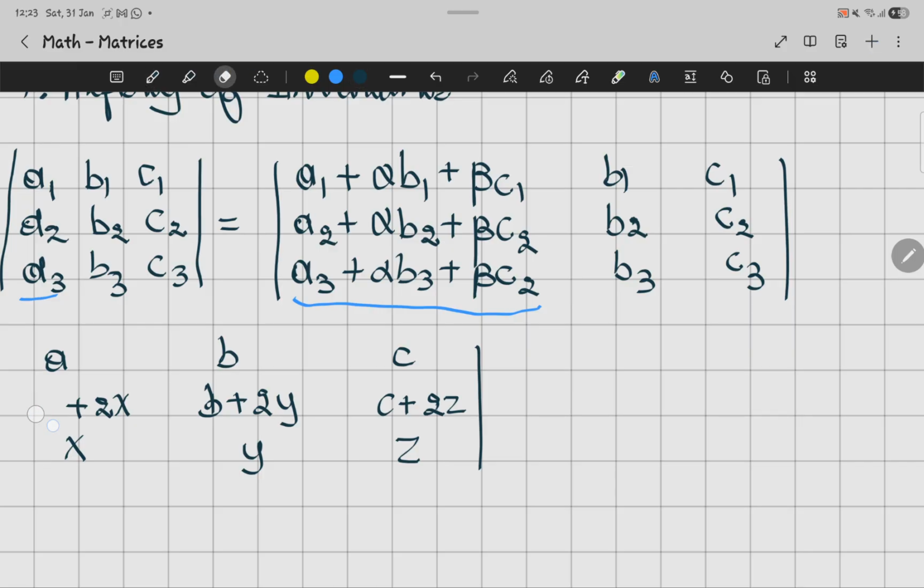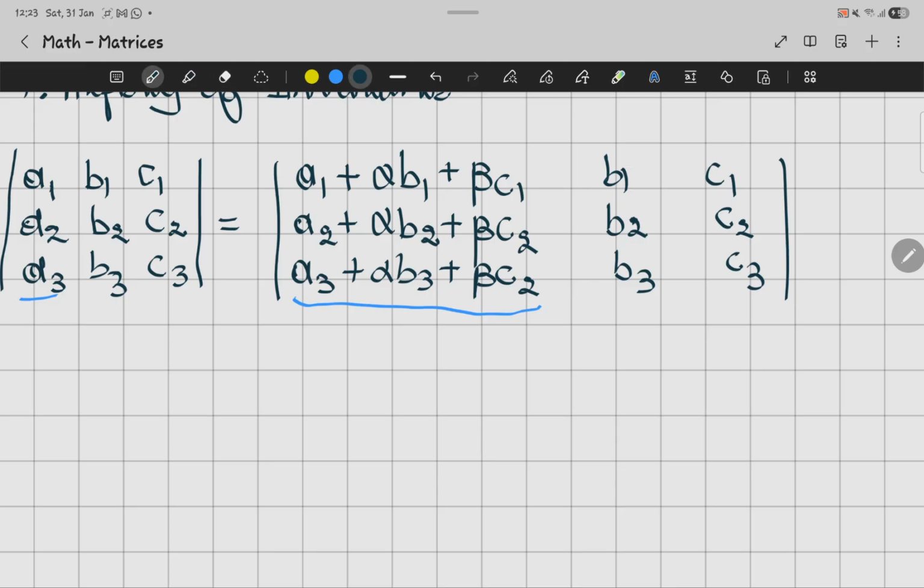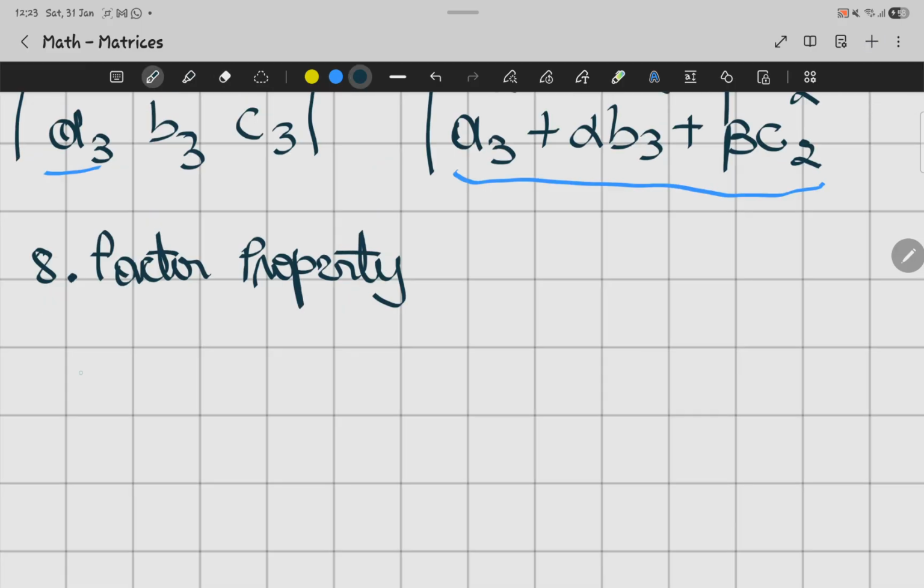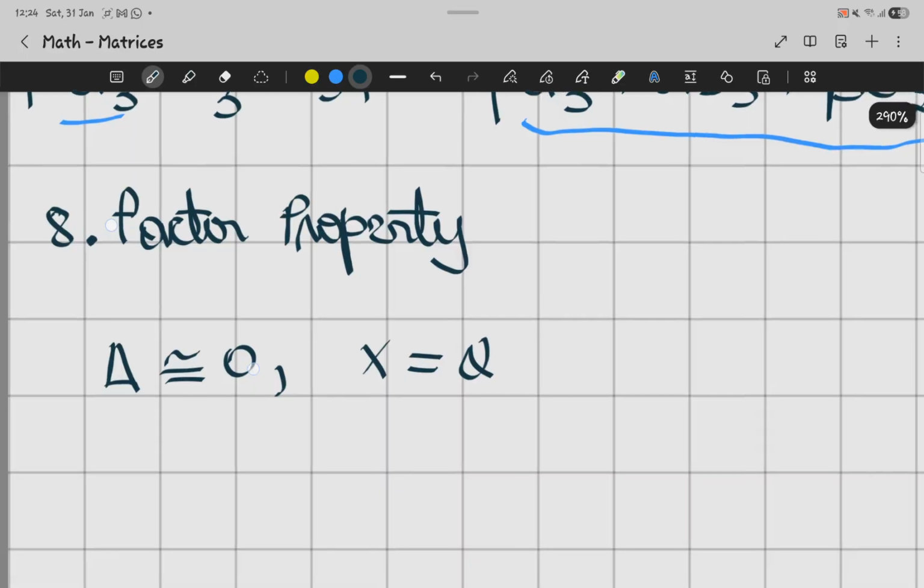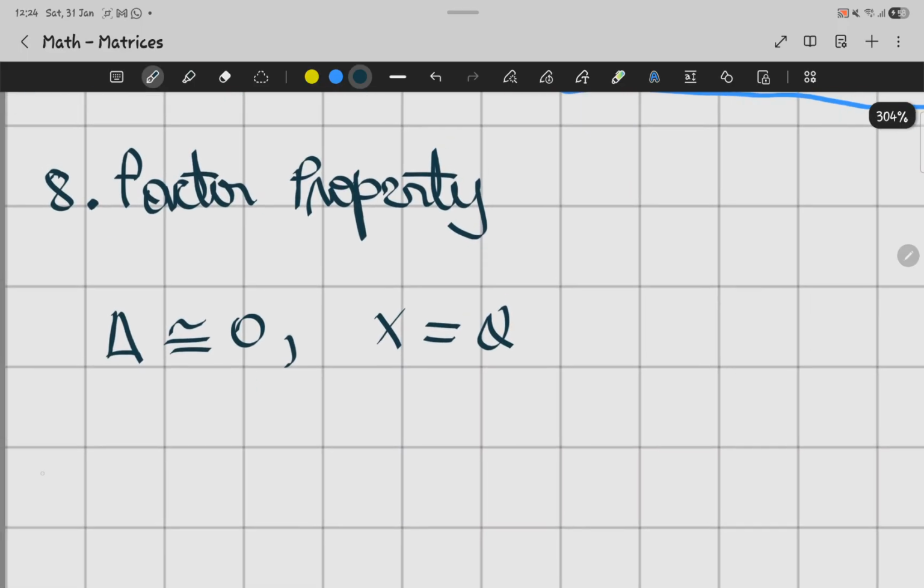Okay, let's just remove this part and move on to the next formula. For this factor property, what you should know is that the determinant equals 0 and it's equal to alpha. For this factor property, there's not much to say. Maybe with some examples you will see where you can apply it later. But let's move on to another property.